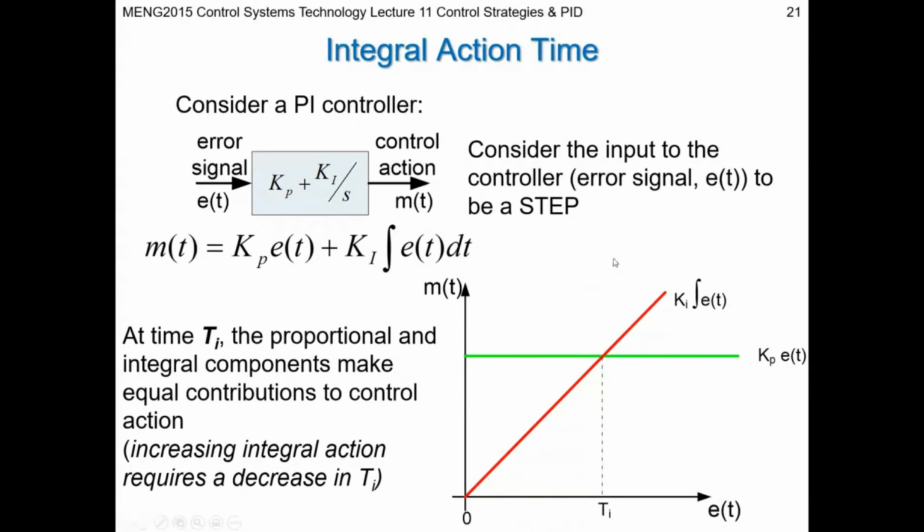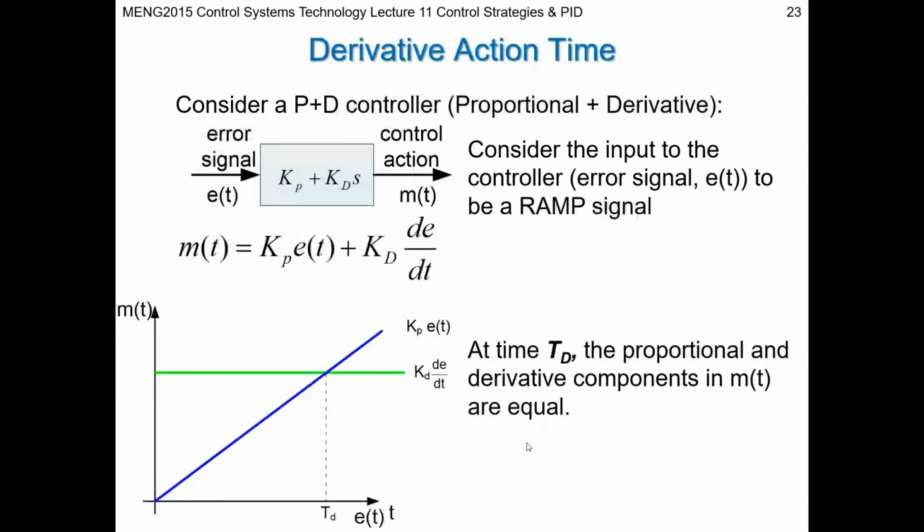Now, if we increase our Ki, then this red line will get steeper. So if we have more integral action in our controller, then our Ti, our integral action time, is actually going to get smaller. So these two, the integral action time and the derivative action time, they actually move in opposite directions when we increase the amount of each one. If we increase the amount of integral action, our integral action time gets smaller. If we increase the amount of derivative action, our derivative action time gets larger.